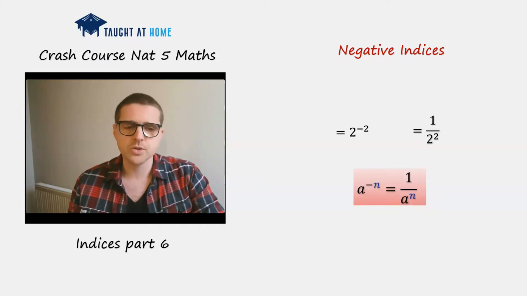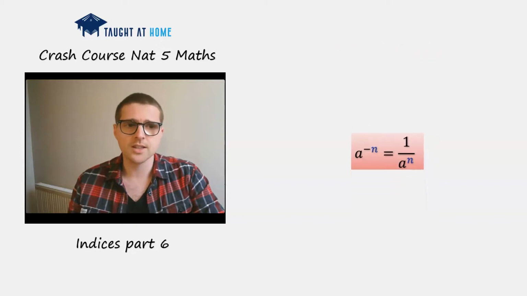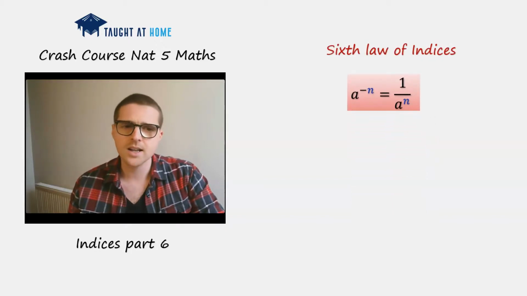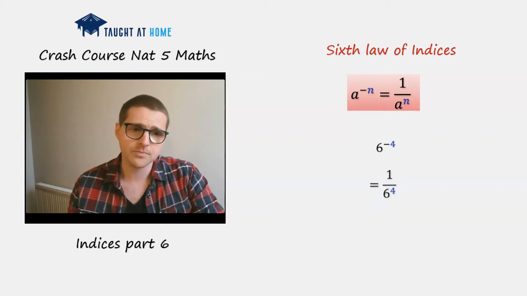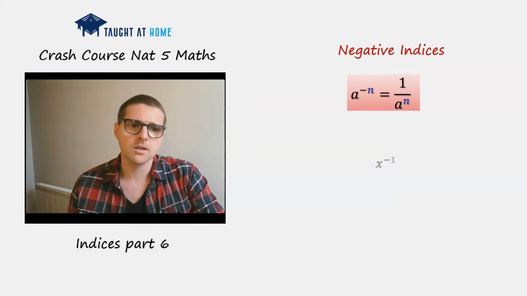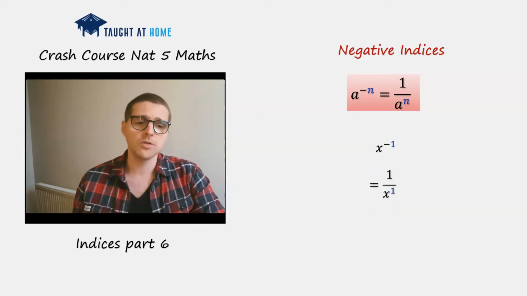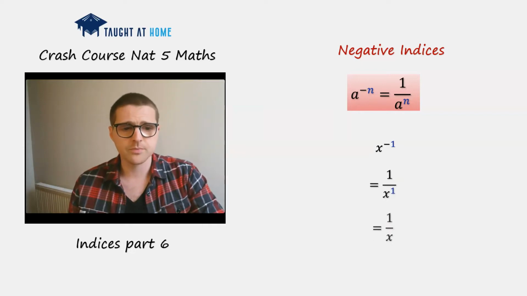And this brings us to the 6th law of indices, which states that any number raised to a negative power is 1 over that number raised to the positive of the power. So examples here would be 6 to the power of negative 4 would be 1 divided by 6 to the positive 4. X to the power of negative 1 is going to be 1 over x to the positive 1, which is just 1 over x.